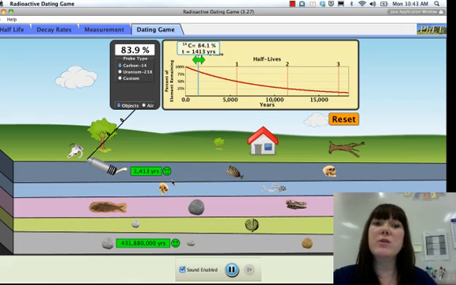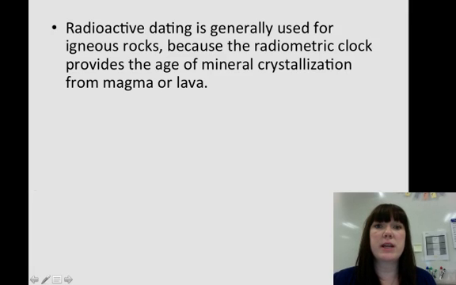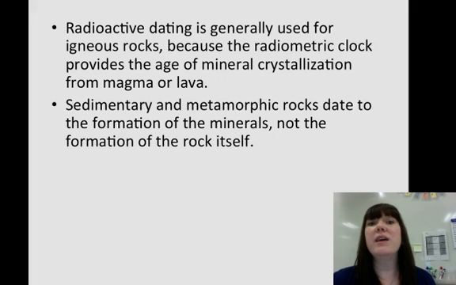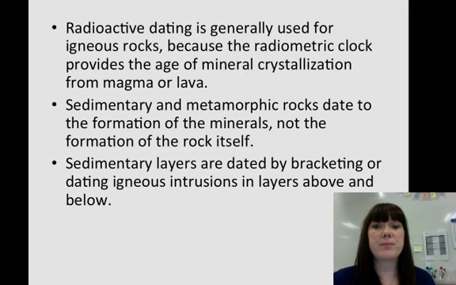So you can see how we can use uranium-238 to date rocks, and we can use carbon-14 to date things that were once living as long as they died in the past 50,000 years. So let's go over a few important things about radiometric dating. First of all, we use it for igneous rocks, and that's because the radiometric clock begins once that rock cools. So it provides the age of when the minerals actually crystallized when the magma or lava started hardening. Sedimentary and metamorphic rocks, if we were to date them, we would be dating the individual minerals that are in them, and it would not be when the rock itself formed.